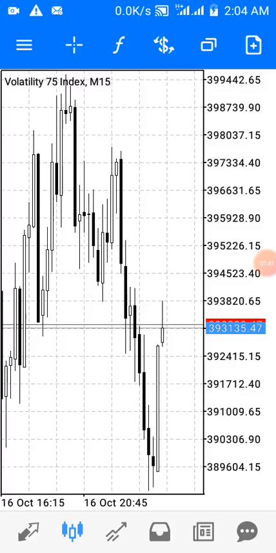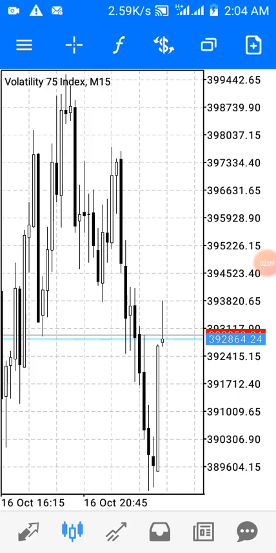Now, if you are going to use this strategy for volatility index, I'm talking about a real account now, your live account, your minimum balance should be around $300 or above, should not be lower than $300, for a starting position lot size of 0.001, which is the minimum lot size available on MT5 for volatility index 75.